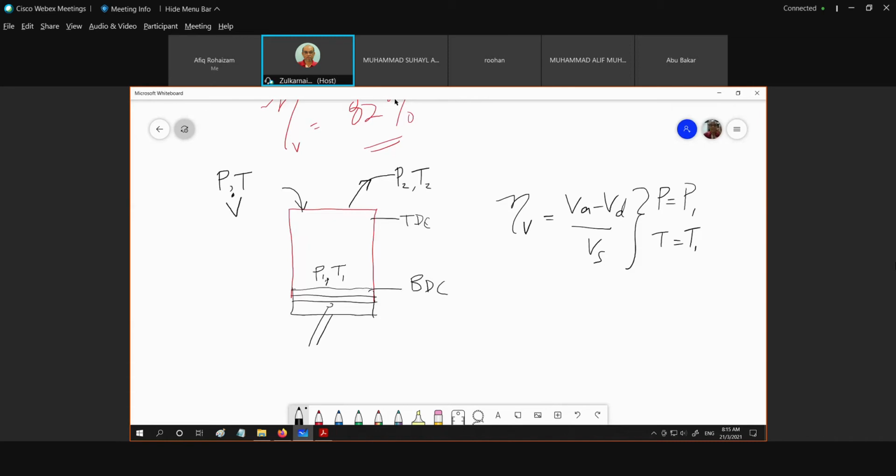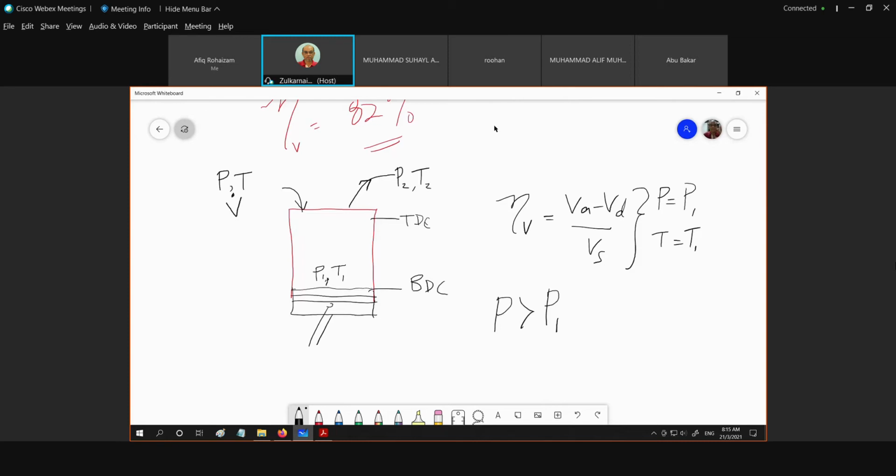Jadi kita ada keadaan, okay, this is our first condition. Kita ada second condition di mana kita dapati bahawa P kita should be greater than P1. This is ambient condition ataupun ambient pressure. Okay. How about the T? What can we say about the T and T1?